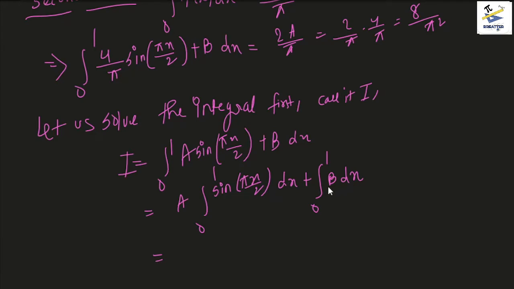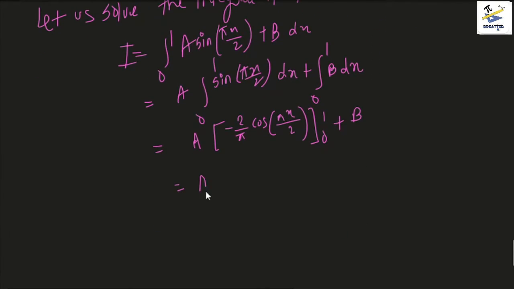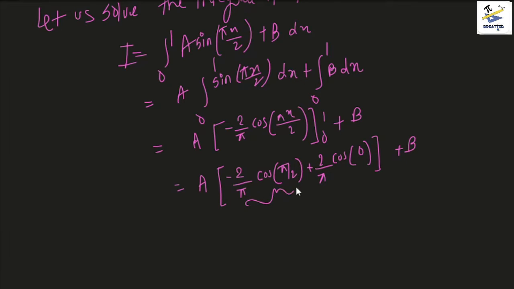Now b is a constant, so the integral from 0 to 1 of b dx is simply b because the interval length is 1, and in this one the antiderivative of this function would just be minus 2 by pi cosine of pi x by 2 from 0 to 1 plus b. So when you evaluate this, you get a times minus 2 by pi cosine of pi by 2, minus of minus becomes plus, so 2 by pi cosine of 0, plus b. This term is 0 because cosine of pi by 2 is 0, but the cosine of 0 is 1, so it becomes a into 2 by pi plus b, which is basically 2a by pi plus b.